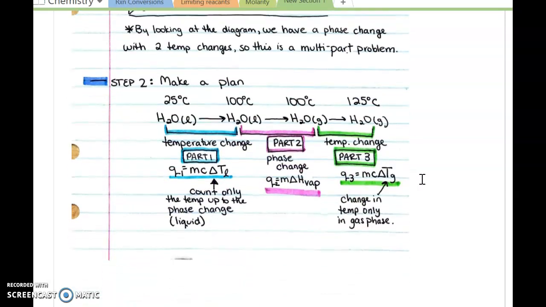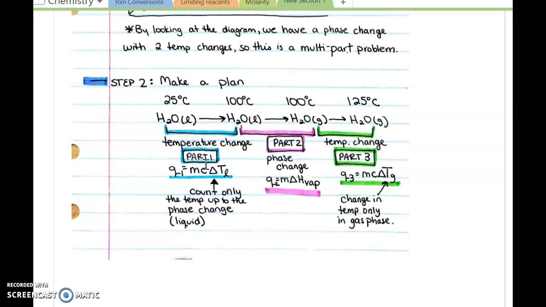So, step number 2, let's make a plan. Very, very important. We're going to use this idea that we had from reaction conversions. We're starting with water as a liquid, going to water as a liquid, but we're changing our temperature from 25 to 100.